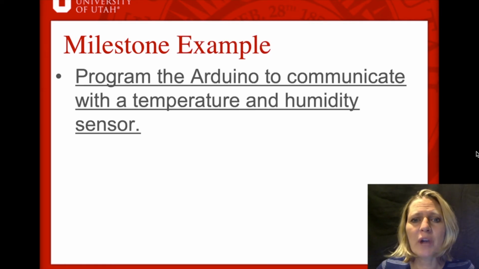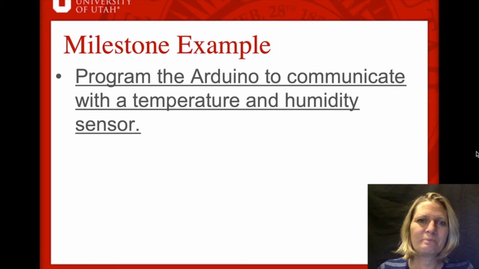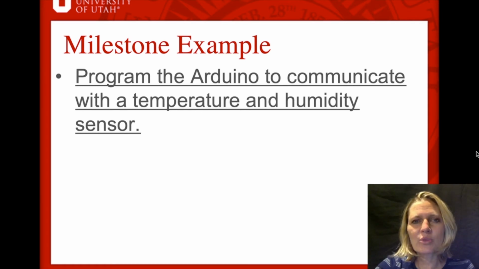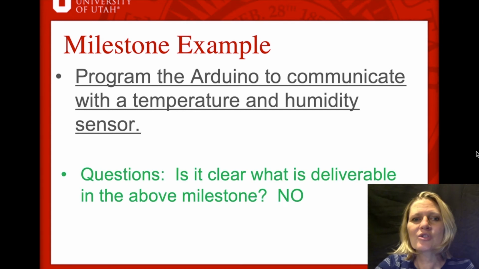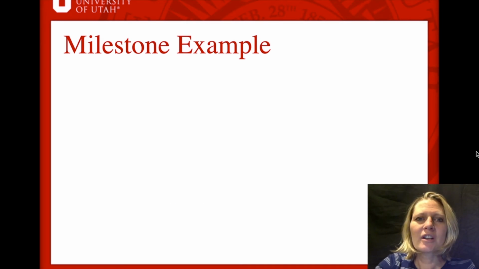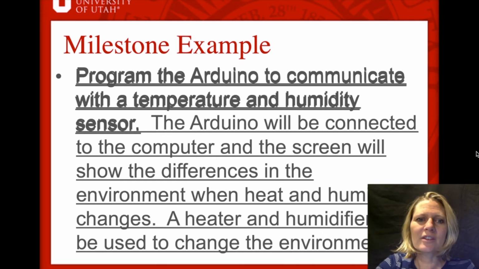So an example: program the Arduino to communicate with the temperature and humidity sensor. Take a second, think about that. Is that a clear milestone? Hopefully you said no, because it is not. Communicate means what? What am I expecting out from the temperature and humidity sensor? What are my conditions? Am I testing it just once, or am I testing it 100 times over 3 days? So it needs a lot more clarity as far as what this is going to do.